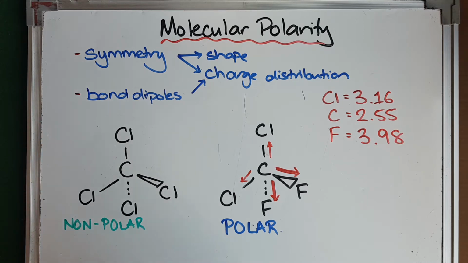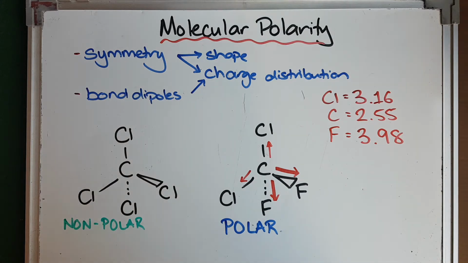Now, being year 13, we are going to assume that all bonds are polar unless the two atoms involved in the bond are the same. So there will be some difference in electronegativity. So therefore there'll be a polarity, a dipole in that bond. We use our trends on our periodic table to determine which would have the higher electronegativity, so have the slightly negative dipole.